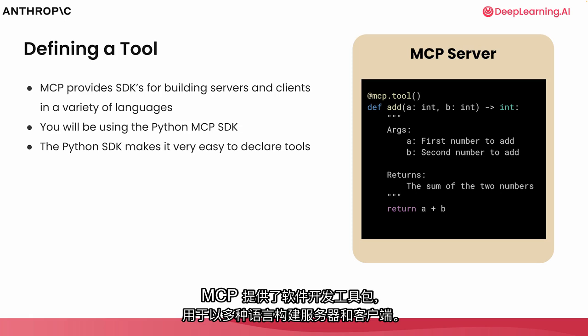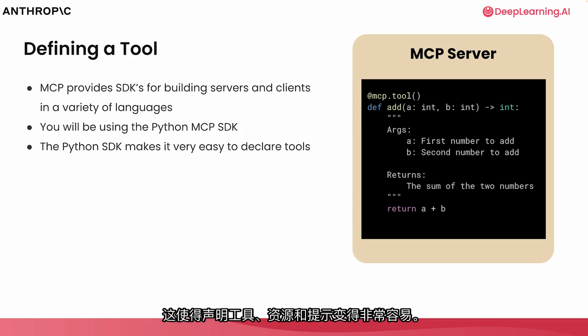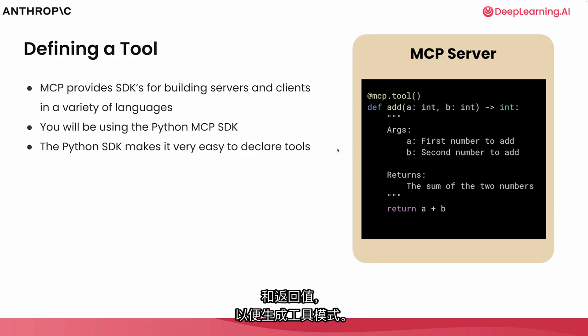MCP provides software development kits for building servers and clients in quite a few languages. In this course, you'll be using the Python MCP SDK, which makes it very easy to declare tools, resources, and prompts. You can see here, to declare a tool, we decorate a function. We pass in the necessary arguments and return values so that the tool schema can be generated. And then we return what happens when that tool needs to be executed.